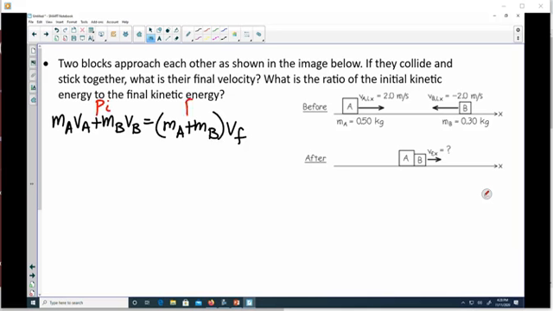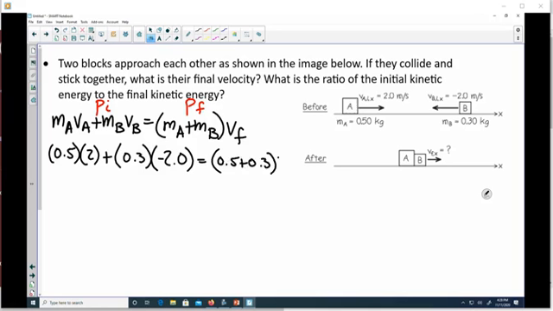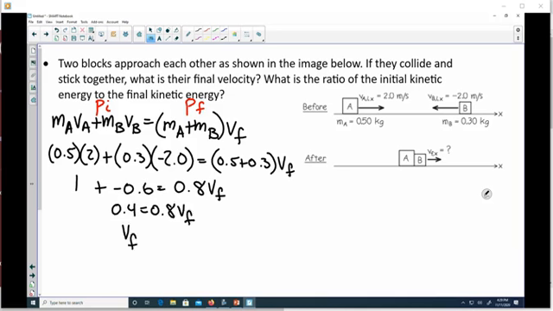So again, we're going to use the conservation of momentum. The initial momentum should be equal to the final momentum. And we plug in the mass and the velocity of each block. We can determine the final velocity of the two blocks stuck together. And you find the final velocity of the group to be 0.5 meters per second.